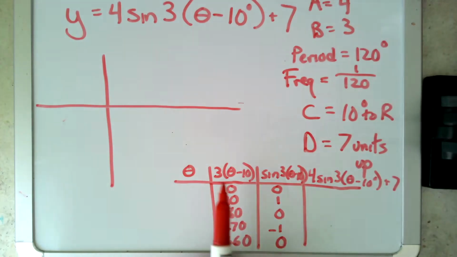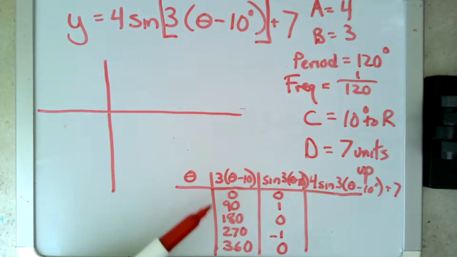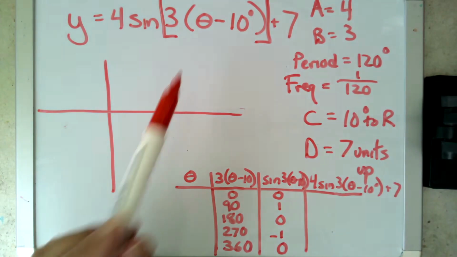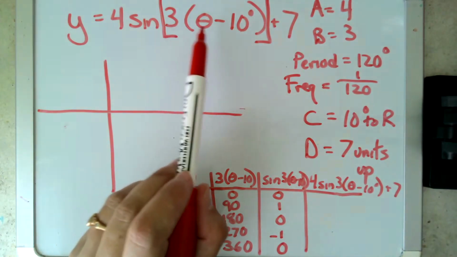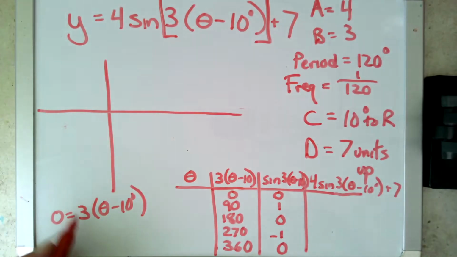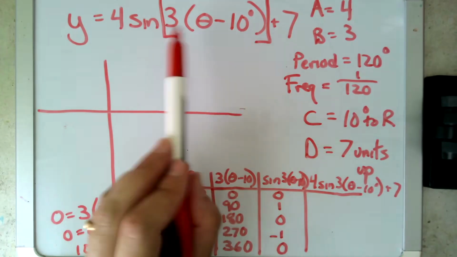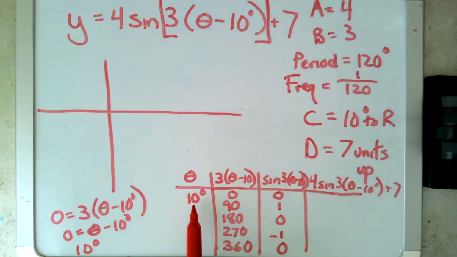That's my parent sine graph. Now I'm going to look at the adjustments on both sides. So on this side, if what I want to be my 3 theta minus 10 is 0, then I go ahead and set 3 times theta minus 10 equal to 0, and I solve. So 0 divided by 3 remains 0. Solving for theta, I add 10 to both sides. So to get a 0 within 3 times theta minus 10, I plug in 10 degrees.